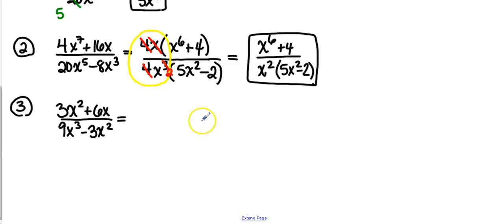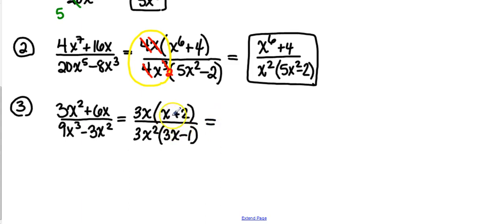So for number 3 again, I see that I have a binomial divided by a binomial, so I'm going to be focusing on finding the GCF. Just looking at the numerator, 3x squared plus 6x, I can factor out a 3x, which will leave behind x plus 2, all divided by, now let's take a look at the denominator, 9x cubed minus 3x squared, I can factor out a 3x squared. That will leave behind 3x minus 1.